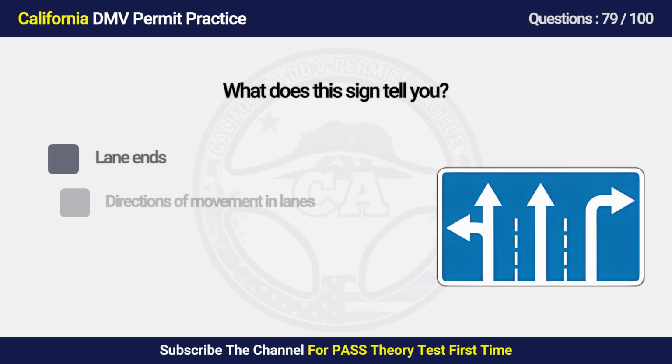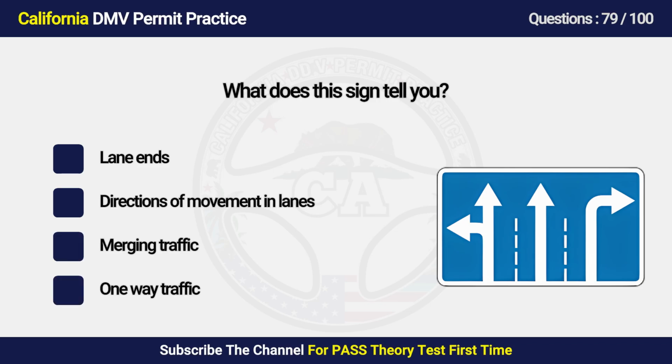Question 79. What does this sign tell you? A. Lane ends. B. Of movement in lanes. C. Merging traffic. D. One-way traffic.